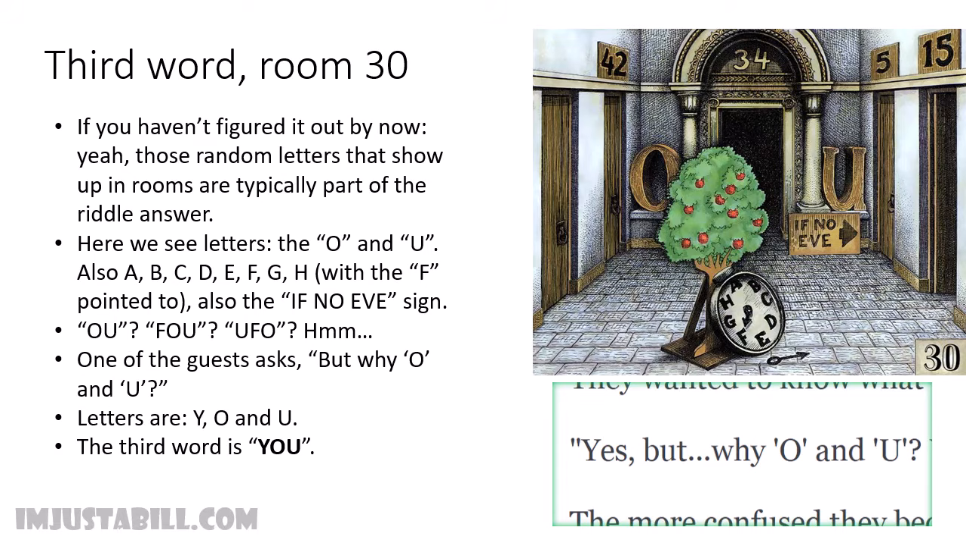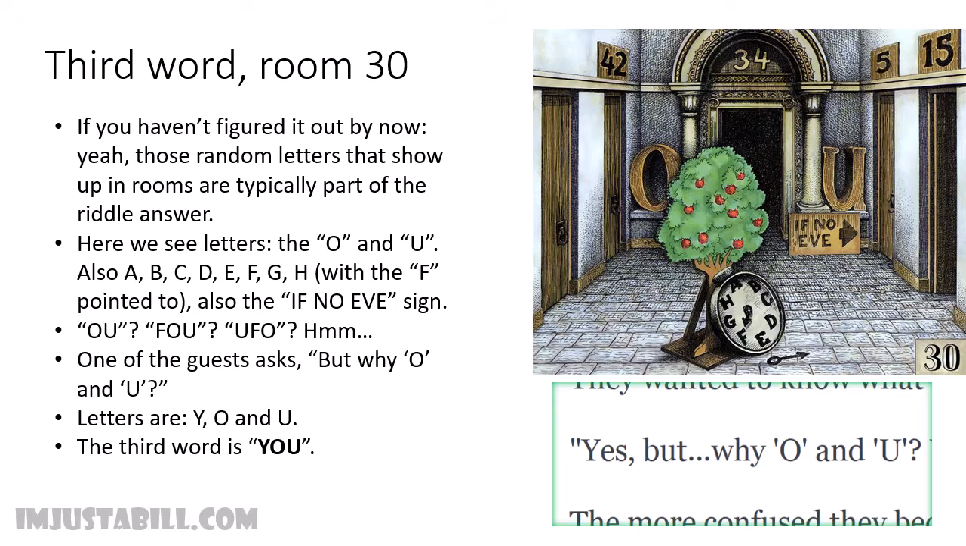So F and OU, is it UFO, FOU? No. If we look in the dialogue, the guide is saying, well, they asked what the letters stood for, and I said, obviously they stand for something. And one of the guests says, yes, but why O and U? And you can take "why" phonetically as the letter Y. So the letters are Y, O, and U. And that is how we get the third word of the riddle answer, which is "U."